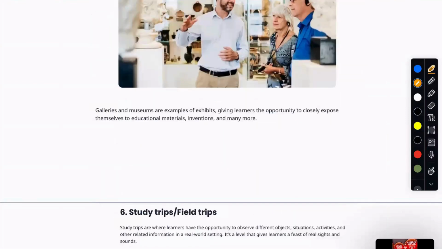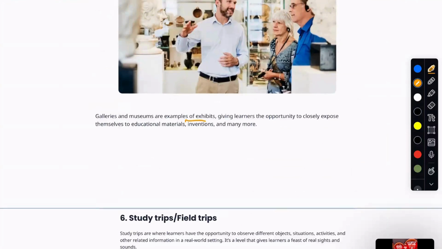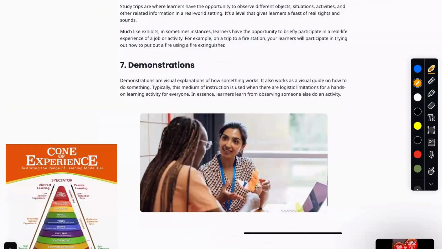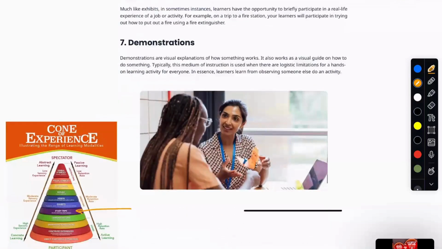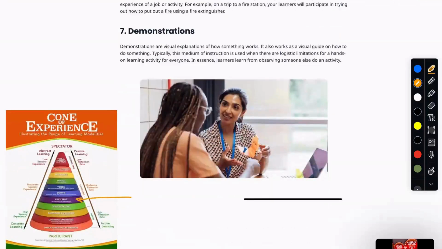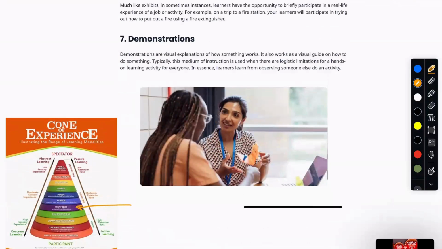So galleries and museums are examples of exhibits, giving learners the opportunity to closely expose themselves to educational materials, inventions, and many more. So field trips, study trips. Study trips are where learners have the opportunity to observe objects, situations, activities, and other related information in real world settings. So much like exhibits, in some instances, learners in the study trips or field trips have the opportunity to briefly participate in a real life experience of a job or activity.